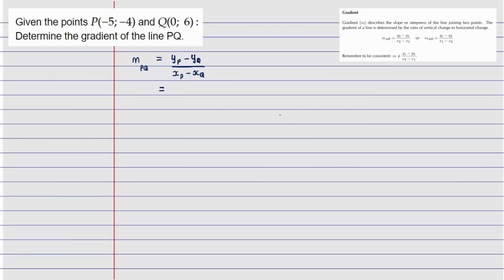So that's going to be equal to, let's substitute, -4 minus 6, divided by -5 minus 0. Using the calculator, you're going to get -4 minus 6 over -5 minus 0, which gives 2. So your gradient of PQ is actually 2. That's how you would solve this question.